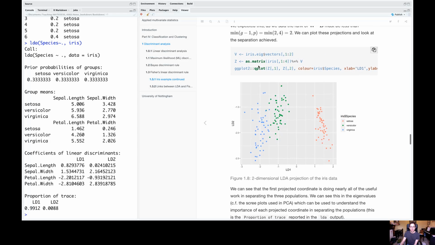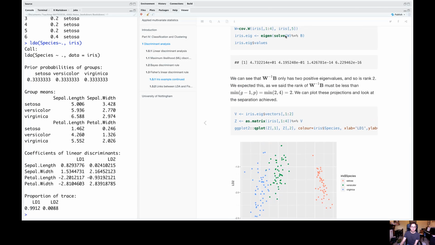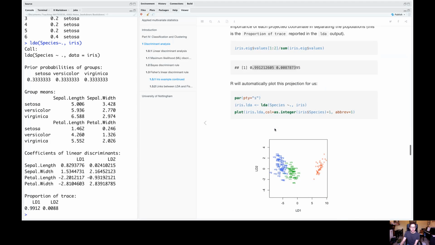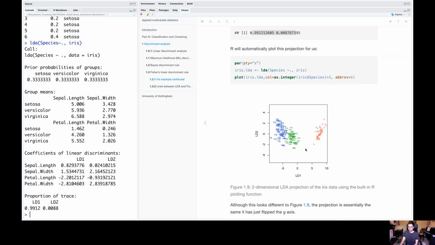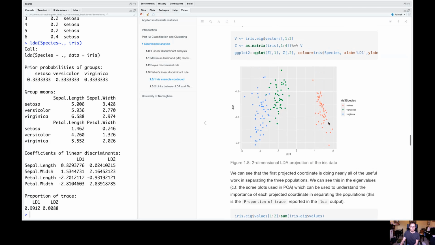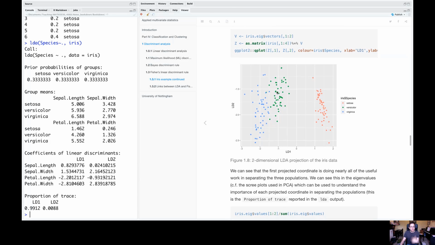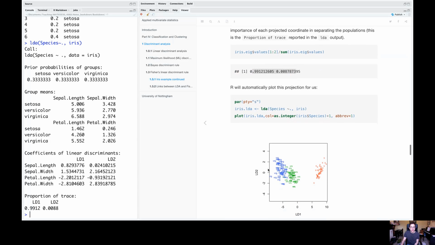Now we don't need to do this ourselves. We don't need to form the matrix W inverse B, find the eigenvectors, and so on. We can just use the built-in R command to do this, and there's also a built-in plotting command, although they're not quite as pretty, I don't think. Okay, so if we do plot of this LDA object, and again I've coloured the points by their species label, we get the same plot as above. It looks slightly different because the y-axis is flipped here. But if I was to multiply the y-axis here by -1, we get the same plot. And it's also put the class labels in as well.